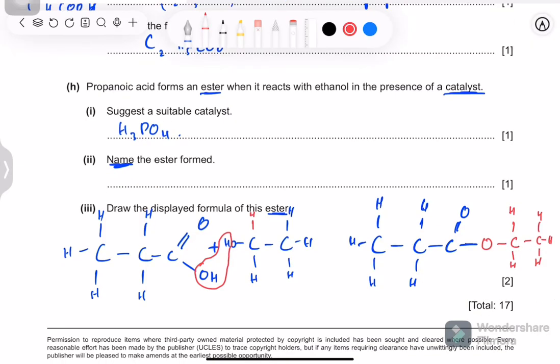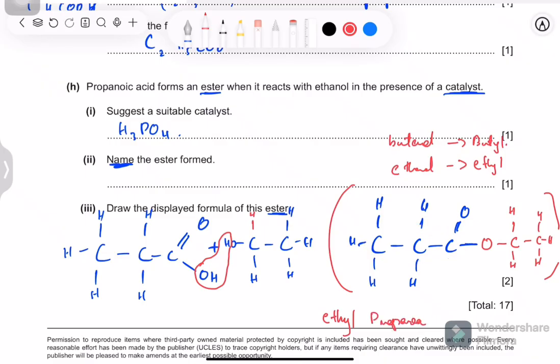Whichever alcohol we use, depending on the name, whether it is ethanol, then it will become ethyl. If it is butanol, it will become butyl, depending on the number of carbon atoms. And while naming the ester, we write the name of the alcohol first, ethyl, and how many carbon did we have here? 3, propanoate for the acid part. While drawing the structure, it doesn't matter which you draw first, but while naming, this is the standard way of naming it. Name the ester formed, ethyl propanoate.